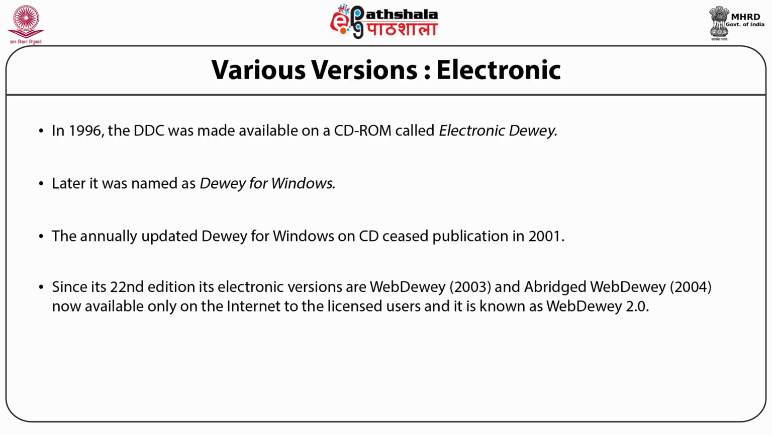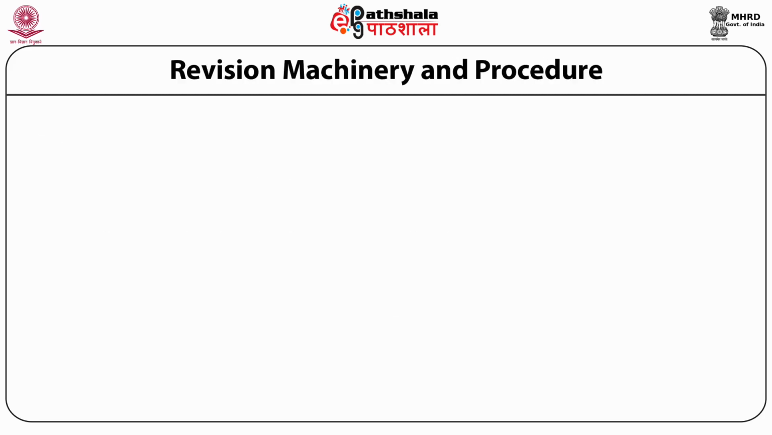Since its 22nd edition, its electronic version is known as Web Dewey, and abridged Dewey is also known as abridged Web Dewey, which was first published in the year 2004. And these are available on the internet only to the licensed users. That is, you have to get a license to use it, and this license is available on an annual basis. Electronic versions are much more enhanced and with many added features. They are comparatively easy to apply, and they always remain updated.